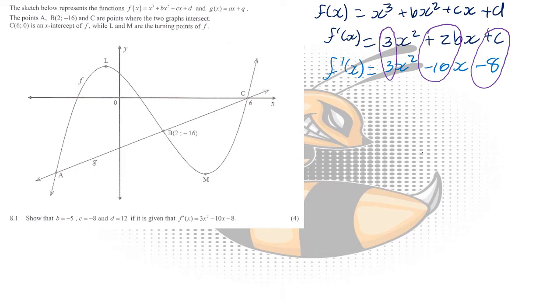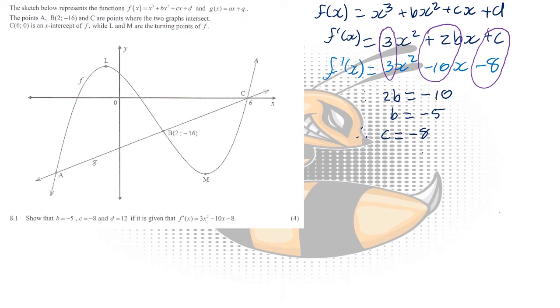So from there we can find b by saying 2b is equal to minus 10. So we divide on both sides by 2, and we get that b is just minus 5. And then for c, we can show that this is just going to be equal to minus 8. So far we have proven that b is minus 5 and c is minus 8.